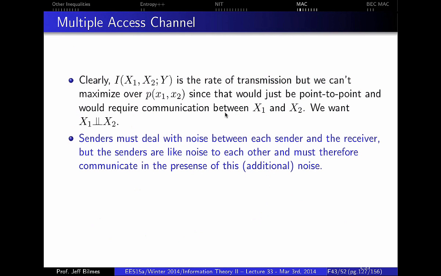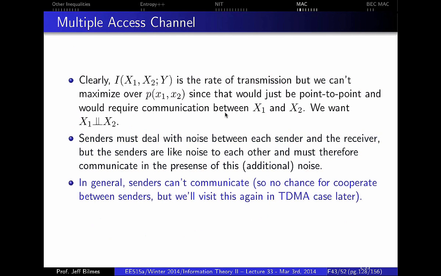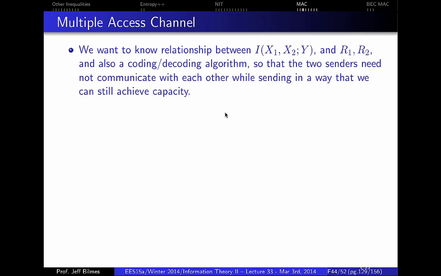And like I said, there's noise between these guys. Senders can't communicate. So we want to know the relationship between the mutual information and R1 and R2, and also a coding and a decoding algorithm, so that the two senders can still communicate without needing to communicate with each other.